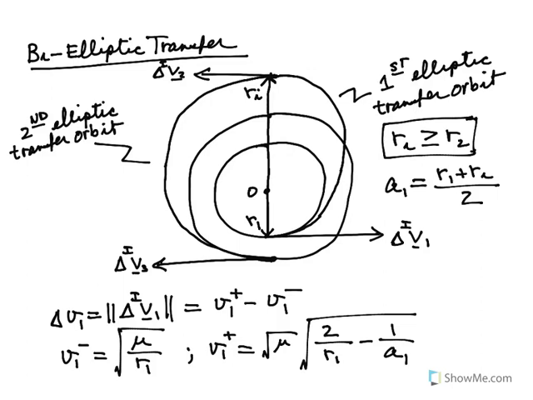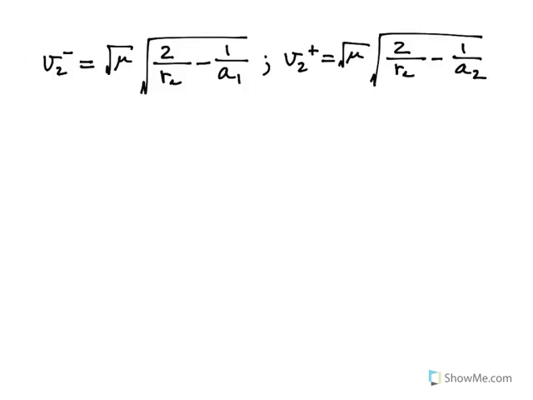Now I'm going to go back to this diagram and put A2 on here. A2 is equal to its periapsis R2 plus its apoapsis Ri, divided by 2, because remember, Ri is greater than or equal to R2, so that is the semi-major axis of the second transfer orbit. So now we're going to use the fact that that's the semi-major axis, and we're going to get an expression for delta V2.